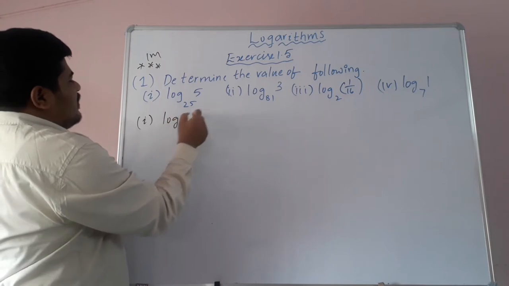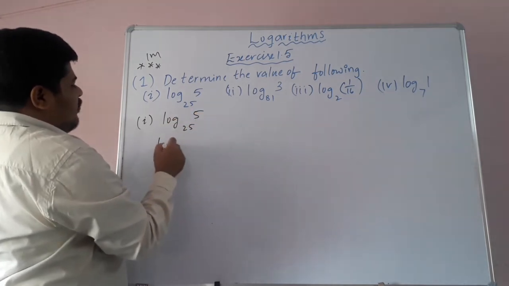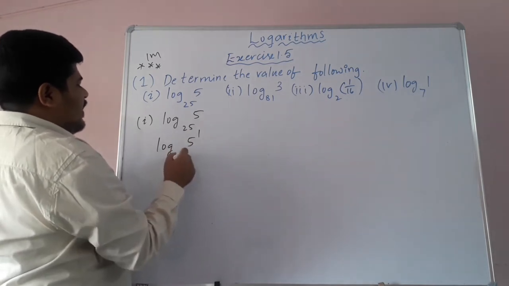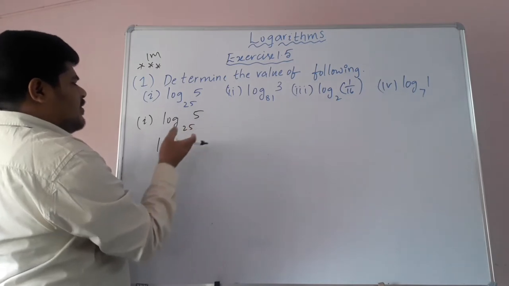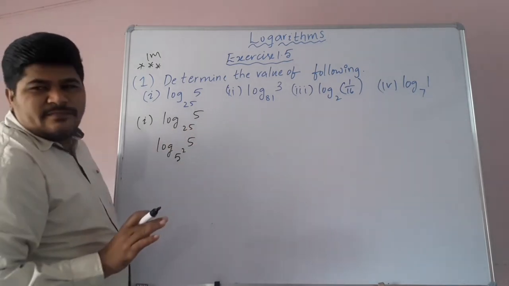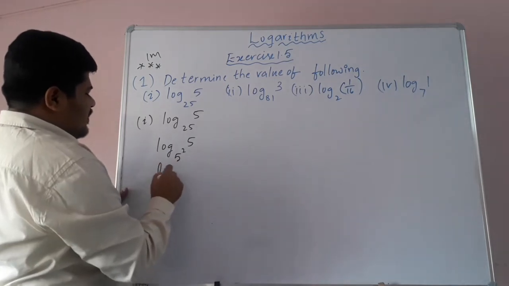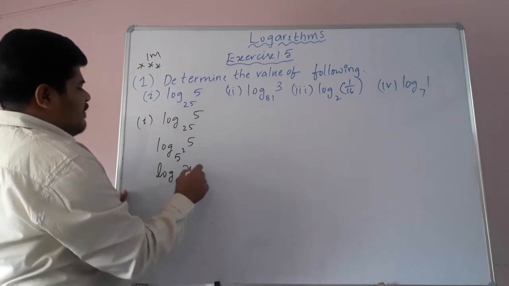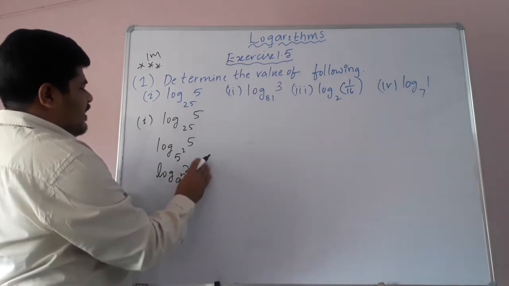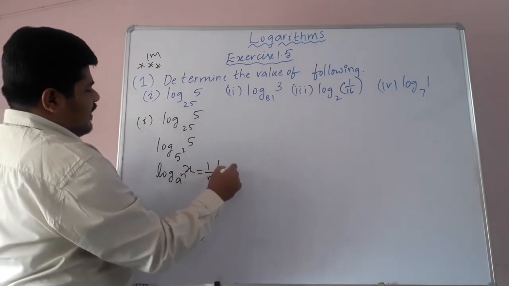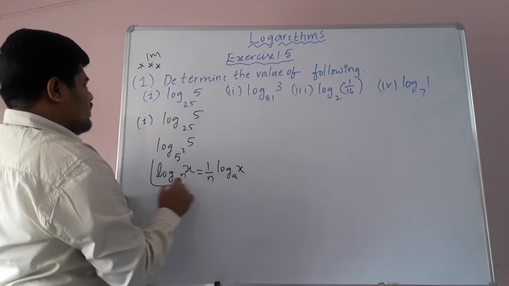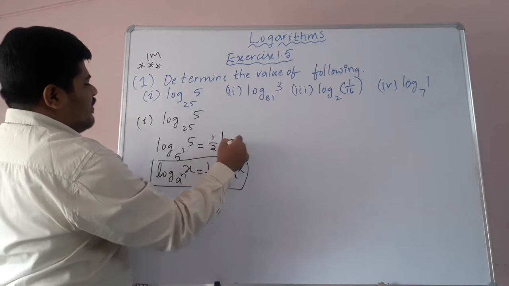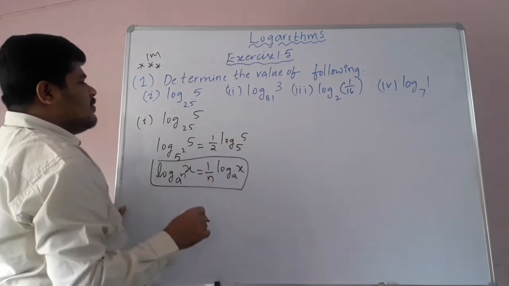So let's see how to solve. Log 5 base 25. So children, log 5 we can write as it is. 5 is nothing but 5 power 1, right? And 25 we can write as 5 square, children. So you can write log 5 base 5 square. So children, we have a formula: log x base a power n is 1 by n log x base a. So this is the formula. So here it can be written as 1 by 2 log 5 base 5, children.